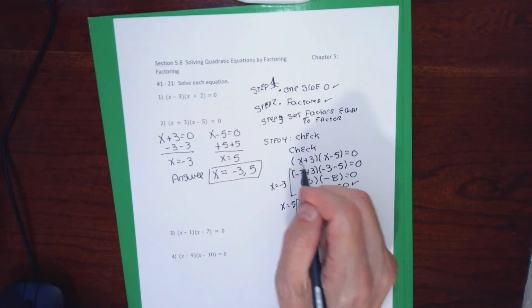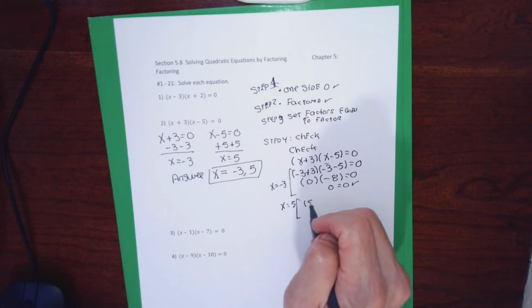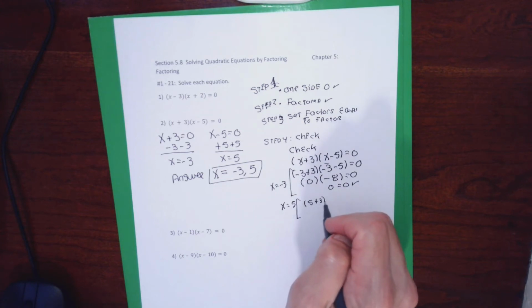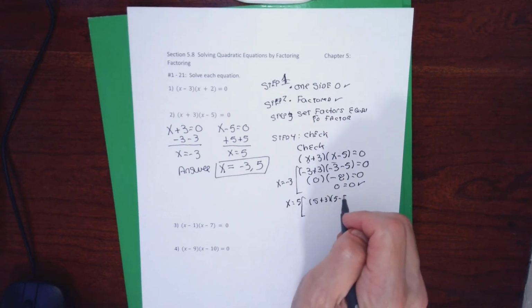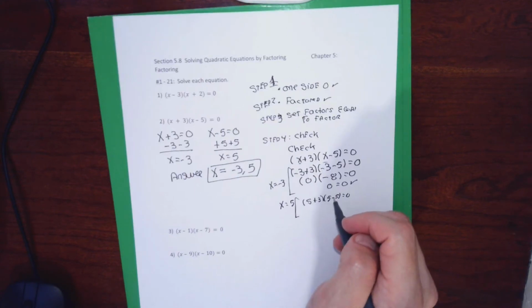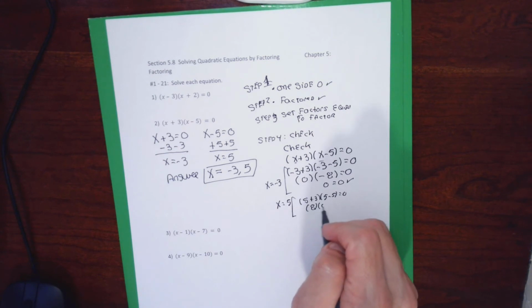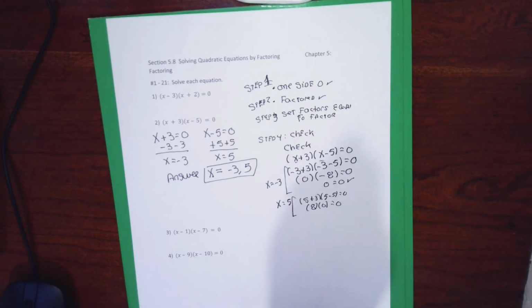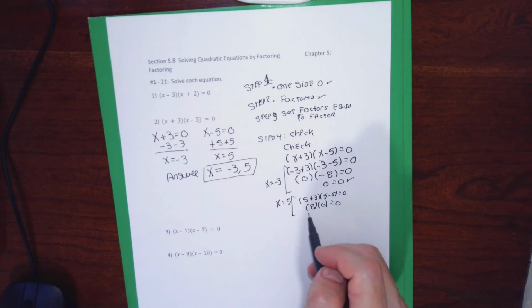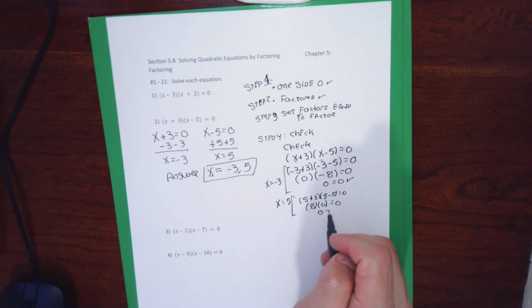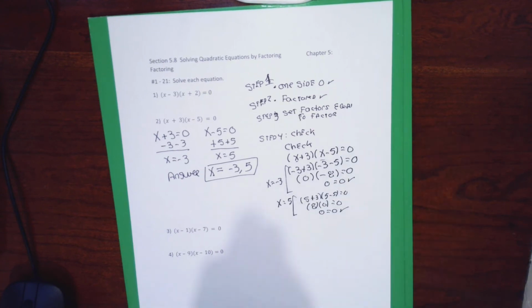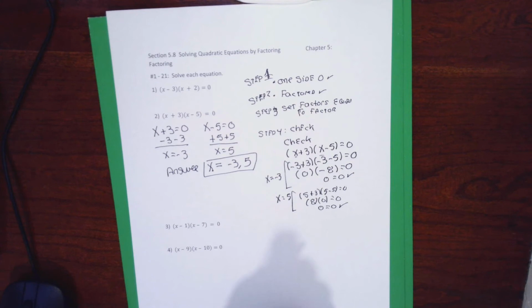I'll put a 5 in for both x's and see if 5 plus 3 times 5 minus 5 equals 0. This would give me 8 times 0 equals 0, and there's that zero product property. The only way a product of two numbers can be 0 is if at least one of them is 0. Both numbers check. Maybe I won't check so much, it'll trim the video down quite a bit if I don't check everything, but I'll check more than I normally check.